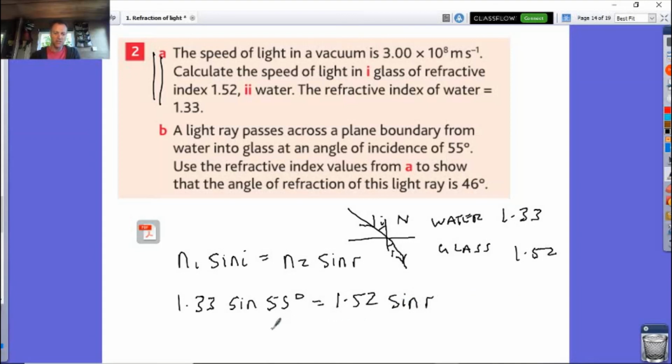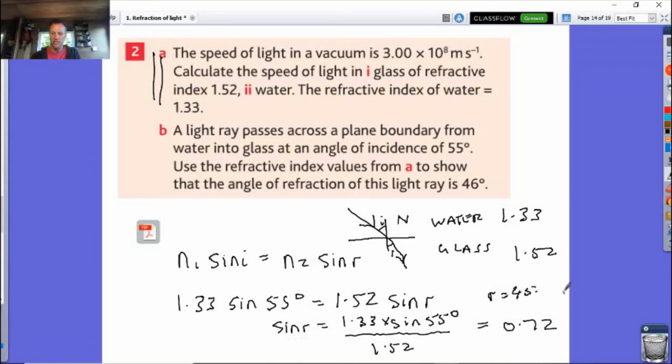Now, rearrange the equation, and if you start plugging it through, I know my sine R is going to equal 1.33 multiplied by sine 55 degrees, divided all by 1.52. Now, if you bung that in your calculator, you get sine R equals 0.72. If you then inverse sine that, you'll find the angle R pops out at 45.8 degrees. Looking at significant figures, we've got 2, therefore R equals what they said, 46 degrees. And that's how you use that equation. Again, use the principles: formula, working, answer, units.